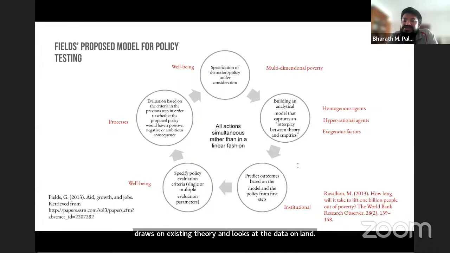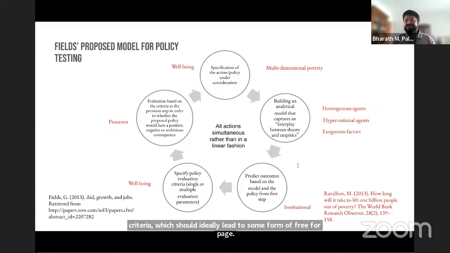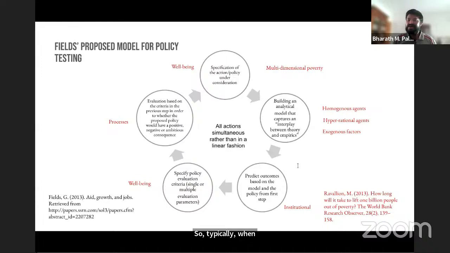Which then moves into looking at various sorts of outcomes as the first step, which then leads to specifying different evaluation criteria. Now, these evaluation criteria could be derived in one step itself, or often this is a multi-step process, just because of the complexity of the problem at hand. And once you have a baseline for the criteria, you then start evaluating based on these criteria, which should ideally lead to some form of reformulation. So typically, when India still had the NSSO and the census fully functional, this was the process that was used for all social welfare schemes and all schemes that addressed inequality and poverty.